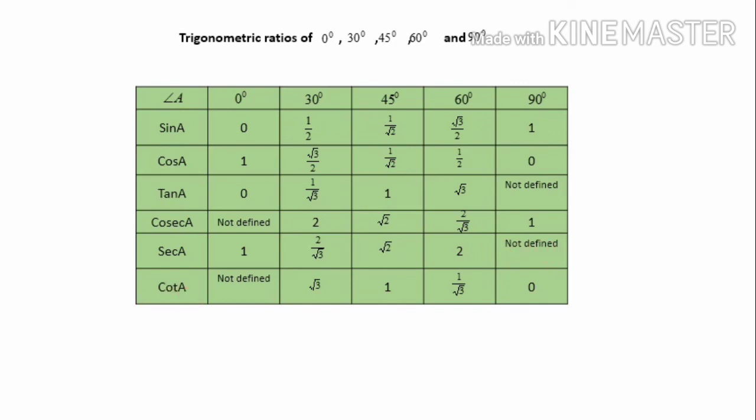For getting cot values, you take the reciprocal of tan. Again 1 divided by 0, not defined. 1 divided by 1 by root 3, that is root 3. 1 divided by 1, that is 1. Then 1 divided by root 3, that is 1 by root 3. Then here 1 by 0 only, not defined. If you take the reciprocal, 1 divided by 1 by 0, that is 0 by 1, that is 0.